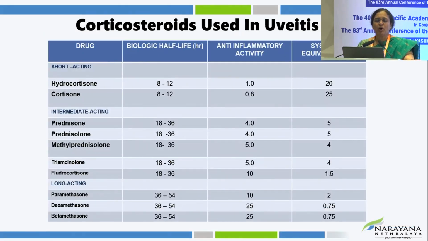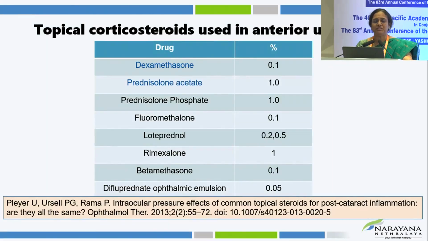Coming to the corticosteroids used in uveitis, we choose depending upon the activity. Commonly used ones are the intermediate acting prednisolone. Long acting dexamethasone and betamethasone are also used to control the inflammation. Coming to the topical steroids, dexamethasone and prednisolone are the commonly used drugs. They have good penetration into the anterior segment to control the inflammation. If the patient is a steroid responder, low potency steroids like loteprednol can be used.